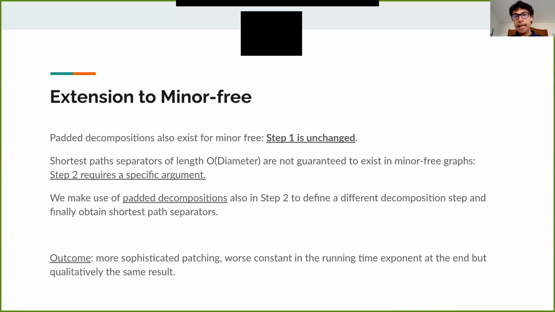The extension to minor-free graphs is not as straightforward as it seems, because while step one is fine, you can have a padded decomposition to give you the exact same property you need. Step two is failing miserably because there may not be a shortest path separator of length order diameter in minor-free graphs. So we need to do something else. In fact, we are also using padded decomposition in step two to decompose the graph using both shortest paths and padded decomposition. So we have a more sophisticated patching process. At the end of the day, it doesn't change much. It just gives a worse constant in the running time, worse dependency on epsilon, but in the end, it's not very different.